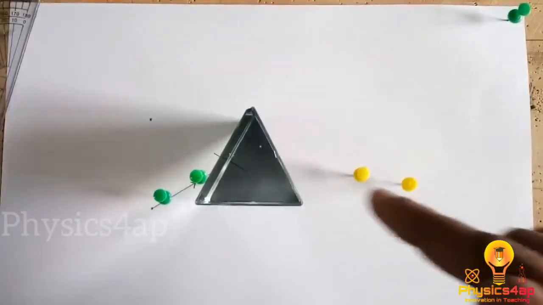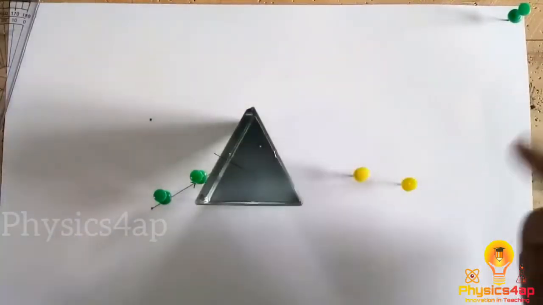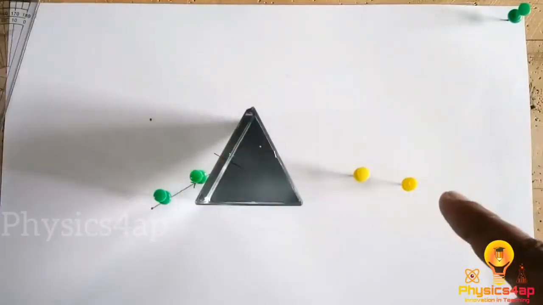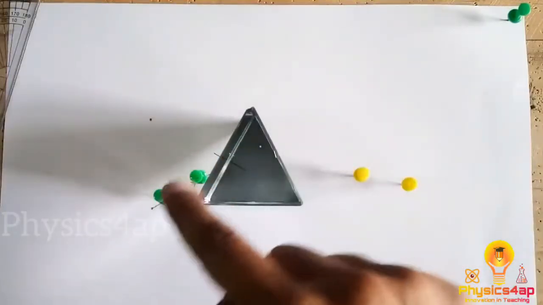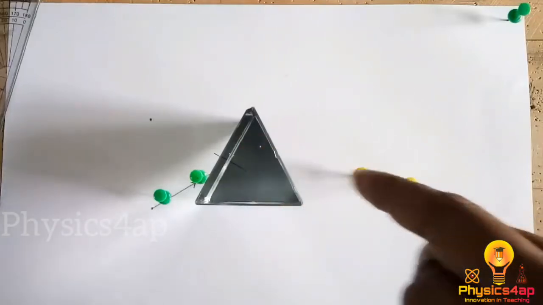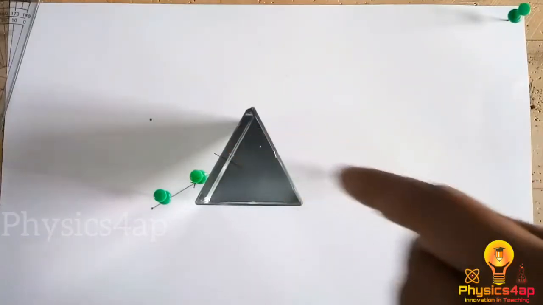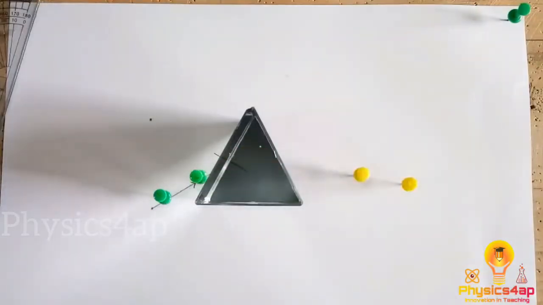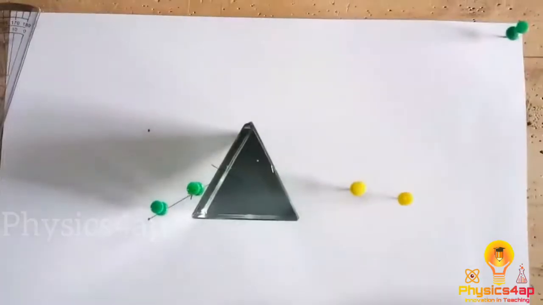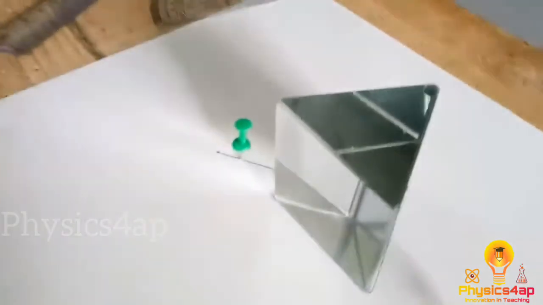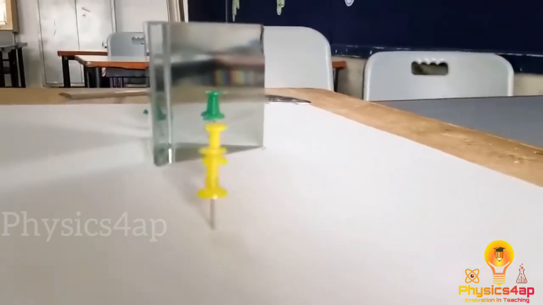Okay, so now these two pins, when I was looking at them from this side, because this is the emergent ray which is coming to my eye, I would be seeing these two pins in this line, and now these two pins I have attached in such a way that all these 4 pins are visible in a straight line. Let's see it. So if you watch these two green colored pins are visible over here, right? And now you see that all four pins are appearing in a straight line.